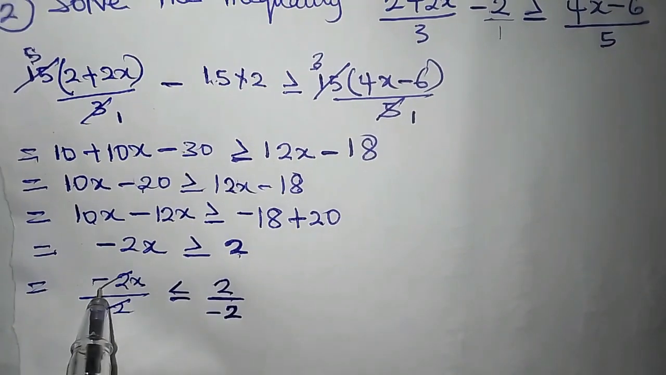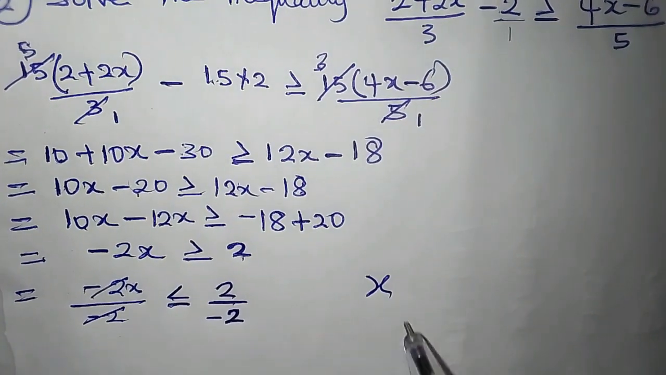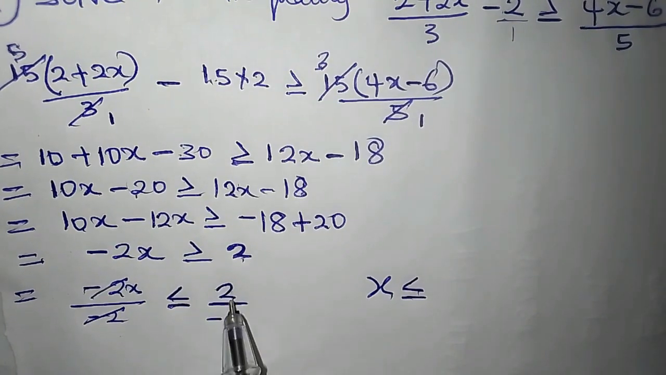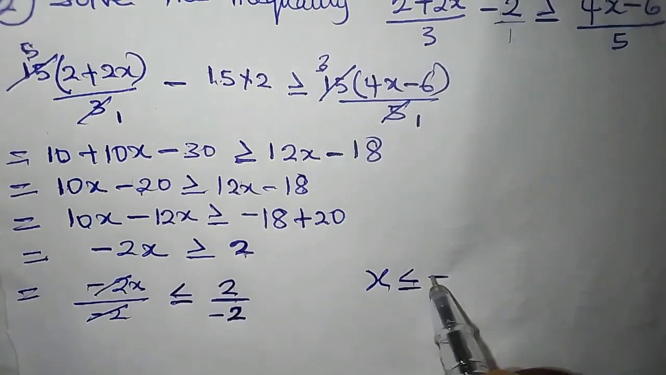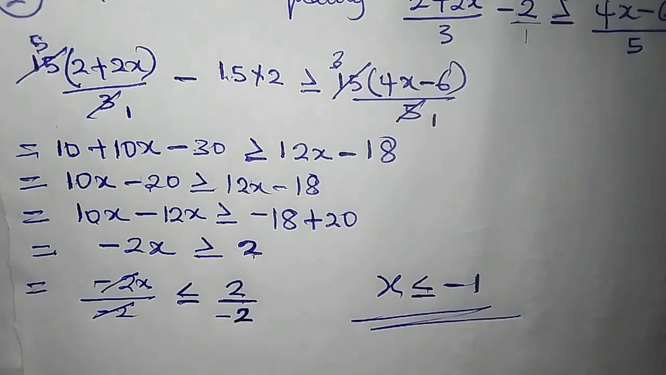Minus 2 cancels minus 2. So x is now less than or equal to minus 1. 2 divided by minus 2 is minus 1. So this is the solution to this inequality involving fractions.